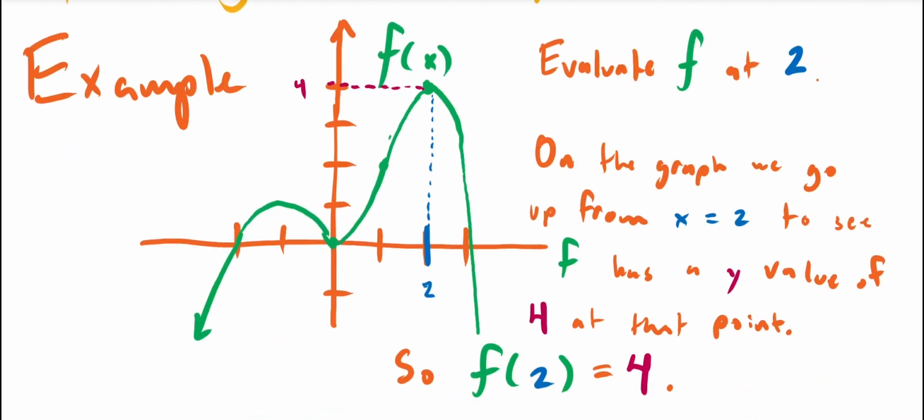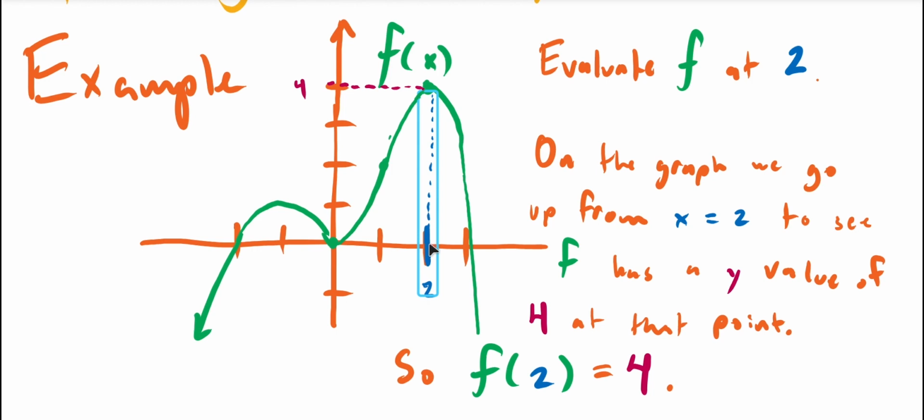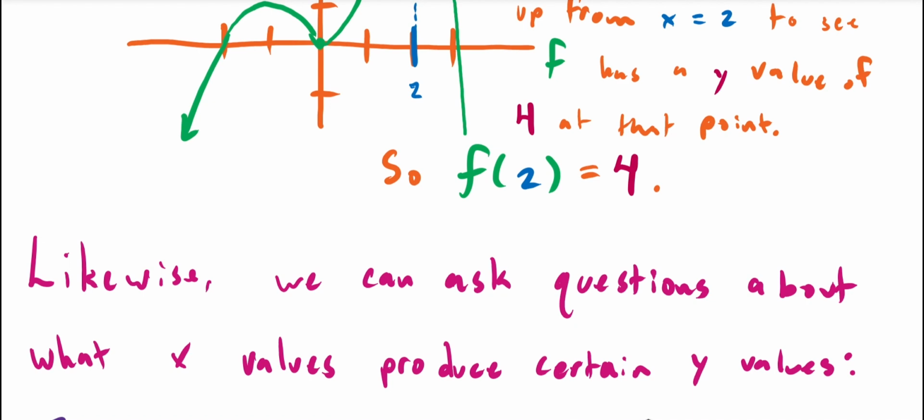So here's an example. Here I've drawn a graph of a function in green, and I'm asking, what is its value at 2? To figure this out, you go to x is 2 on the x-axis, and you look up to find the corresponding point on the function. Then you go over from that to read its value on the y-axis, and it's a 4. So we would say that the function has a value of 4 when its input is 2, or that f of 2 is 4.